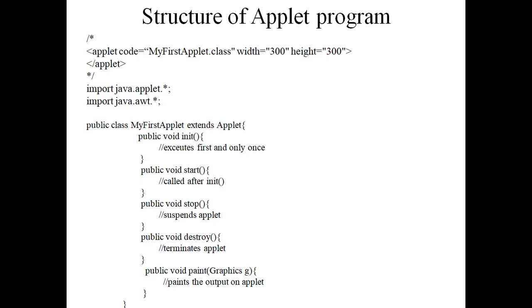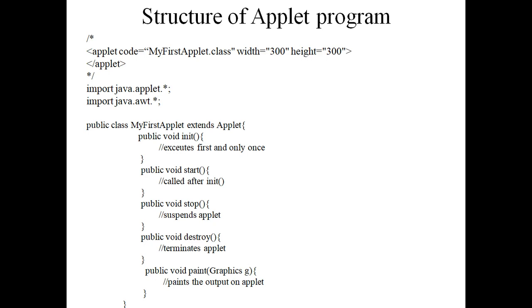Now we'll define the class, public class. The name of the class is MyFirstApplet. This name must be the same as mentioned in the applet code tag. In the applet code, we have mentioned it as MyFirstApplet.class. The name should be the same. So, public class MyFirstApplet extends Applet.